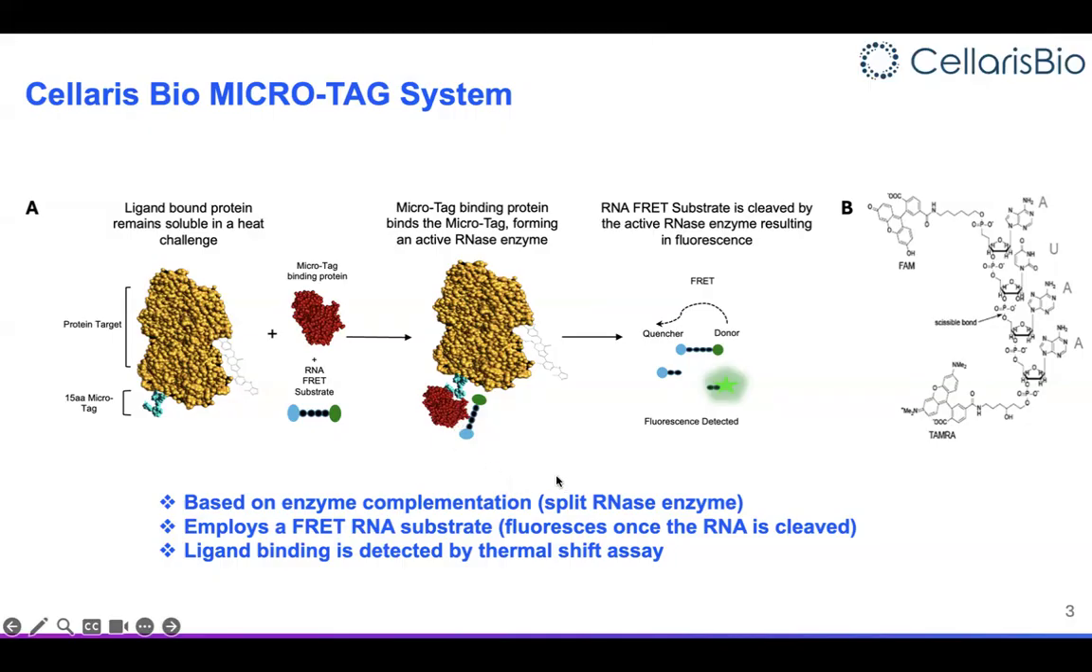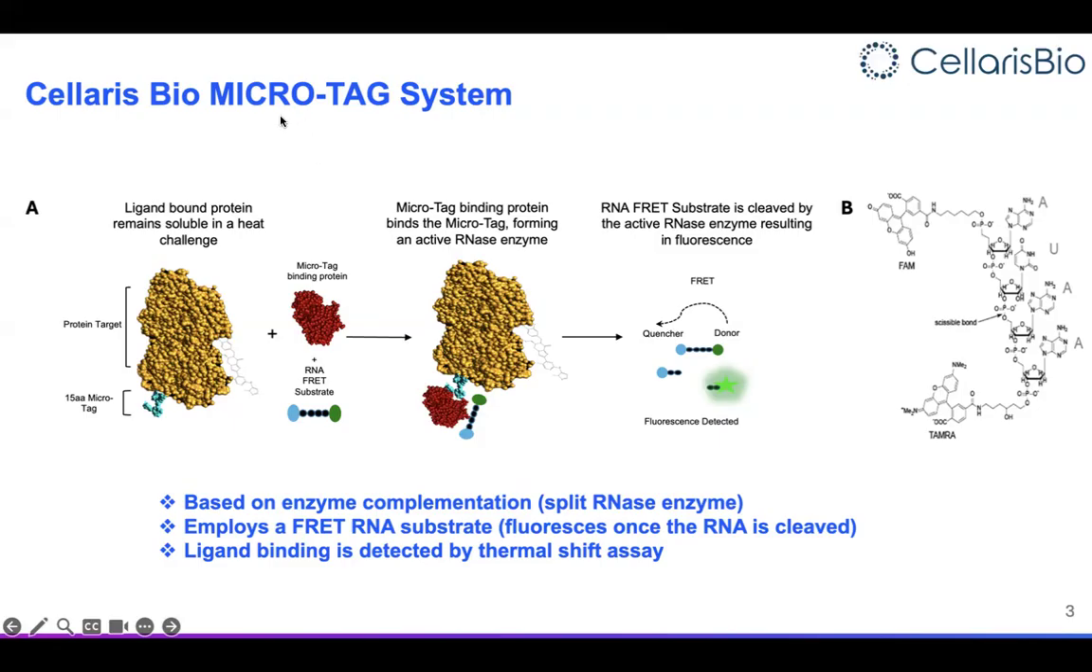For this system, we employ a FRET RNA substrate that is depicted in panel B that has a donor and a quencher fluorophore that are close together on a short stretch of RNA. This RNA is cleaved by the active RNase, which separates the two fluorophores, resulting in fluorescent signal being generated.